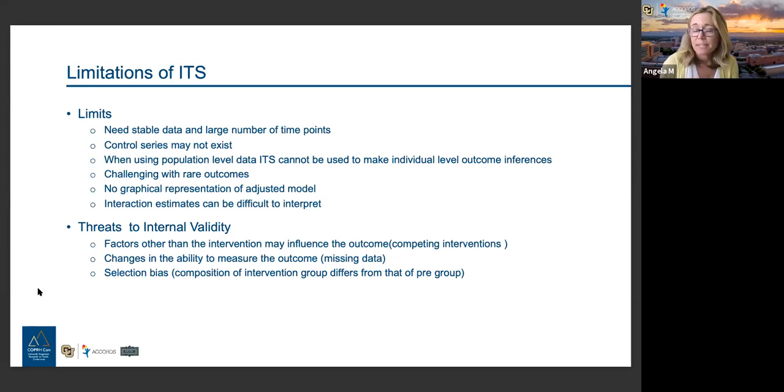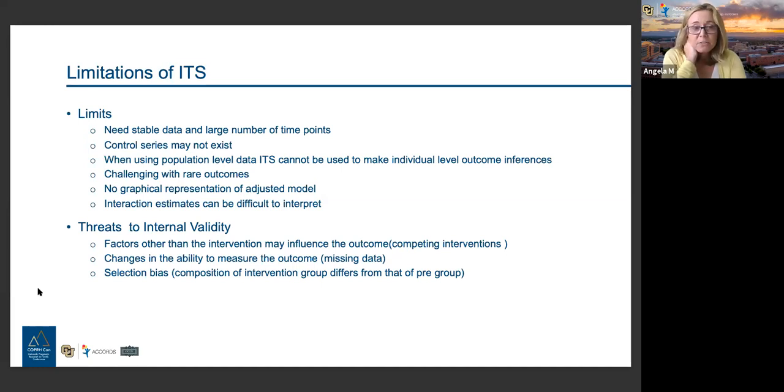There's no graphical representation of an adjusted model here. And the interactions, this is where I'm considering part of the limitations, because interactions can just be difficult. They can be difficult to design, difficult to estimate, and difficult to present and to communicate. So the take-home message there is just have a statistician work with you to do that. There are threats to internal validity that you need to consider when you design an ITS, and you need to discuss this in your paper.